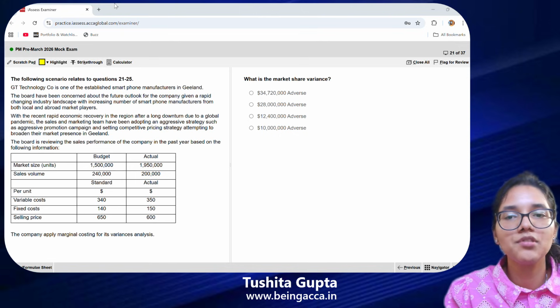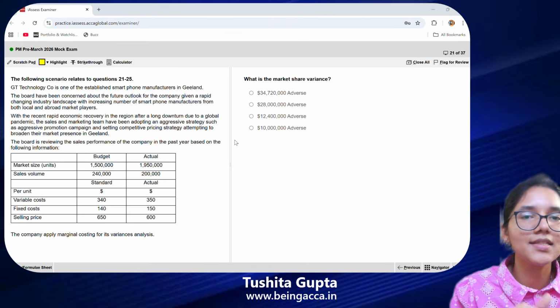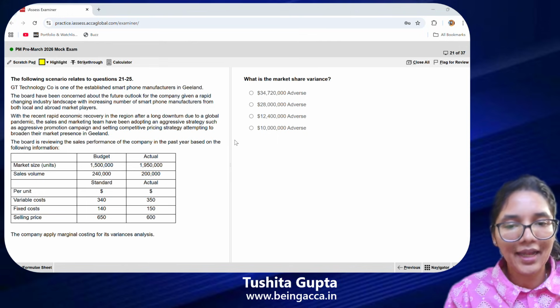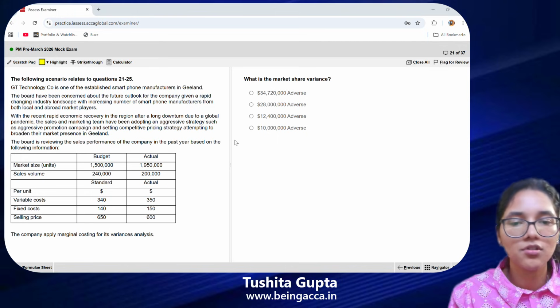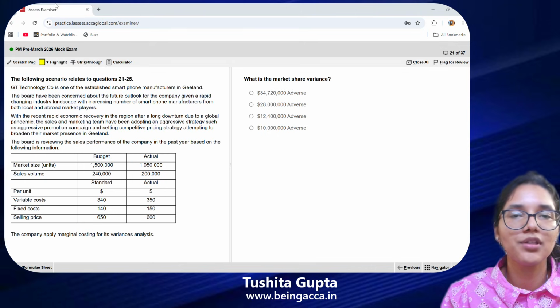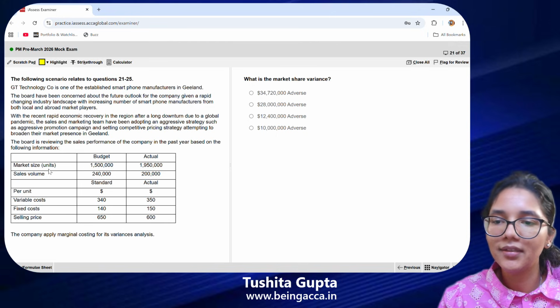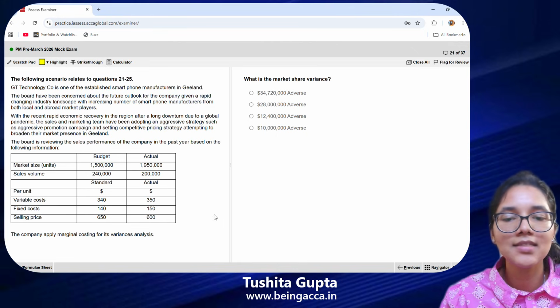Now I know that with respect to the market share, I am going to compare my actual sales quantity with my revised quantity, and then the difference I will multiply, because the company is using marginal costing, with the standard contribution per unit. So let's see the given information. We are told that the market size is 1.5 million, that is what we had budgeted, and the actual was 1.95 million. And the volume which we have had is this much.